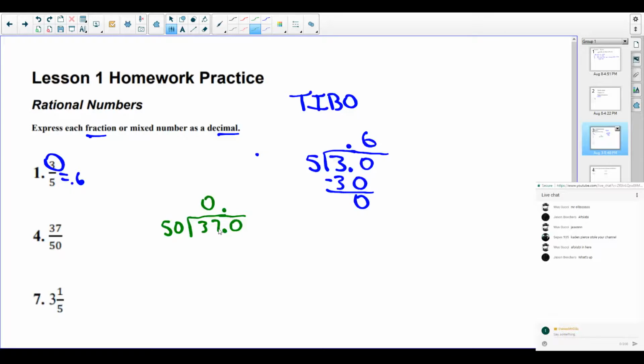Alright, so 50 goes into 370. That is 7 times. 7 times 50 is 350. 370 minus 350 is 20. We still have more to go, so we add a 0, bring it down. 50 goes into 200 4 times. 4 times 50 is 200. Nothing left over, so there's our answer. We have 0.74.